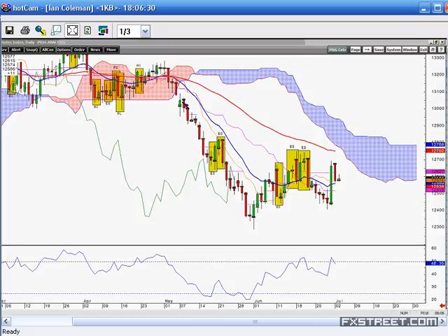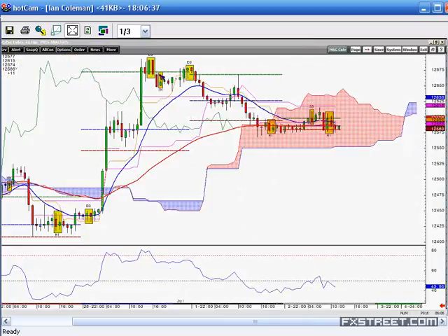So here on this Euro Dollar, price action has moved into the cloud. The bias is still to break to the upside. It's only until it breaks through the downside that the bias changes, according to cloud formations.